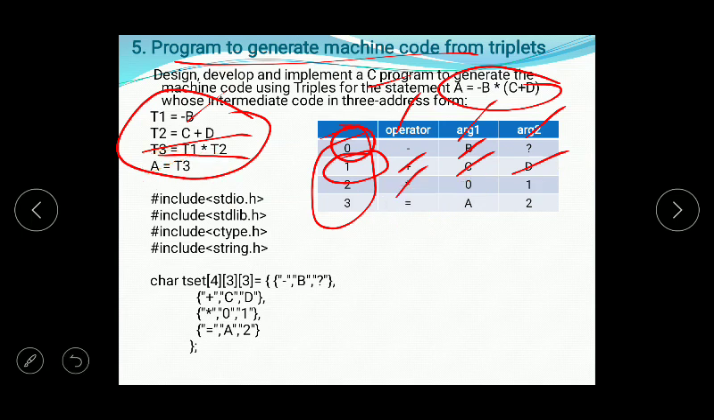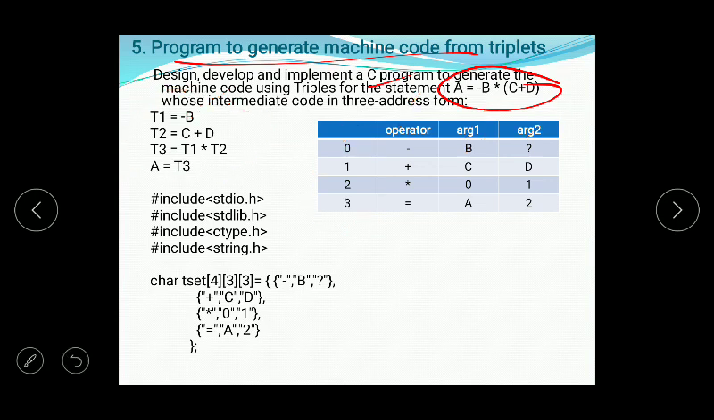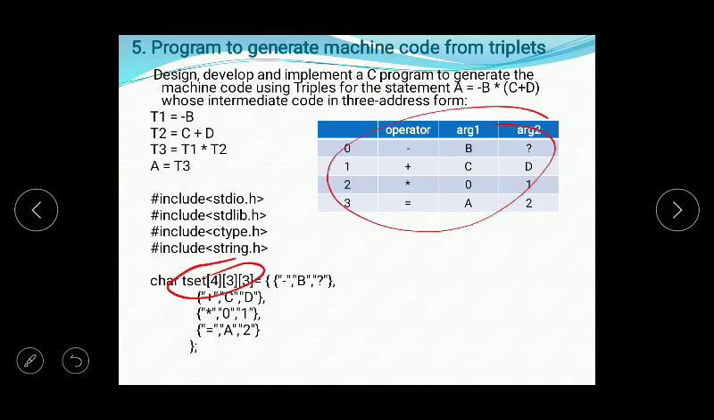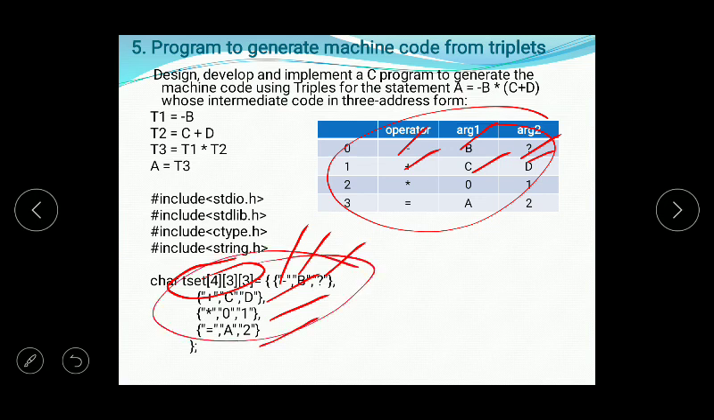Now directly we will see the program. It's just a simple C program. Different header files, then one 3-dimensional array to represent this triple. It is initialized with the values: minus, then B, and the third value is a question mark. Second row: plus, C and D. Third row: star, 0 and 1, and fourth row: equal to, A and 2. So now this array is the representation of this triple set.